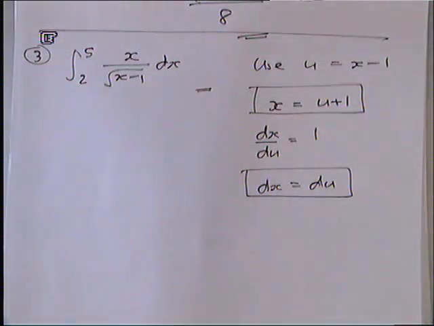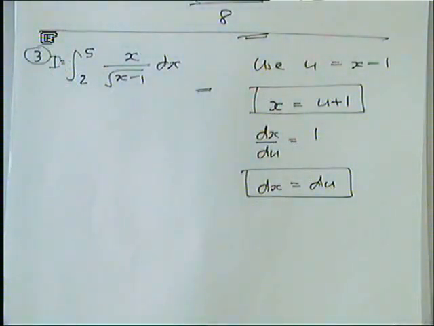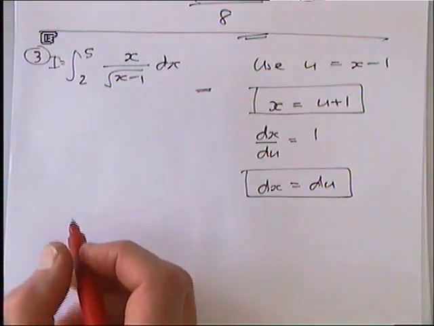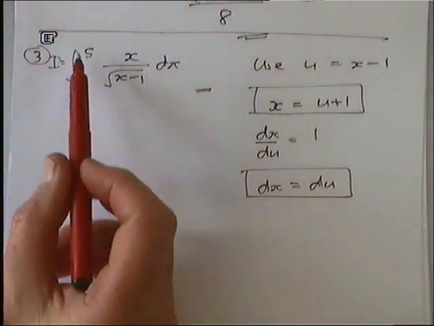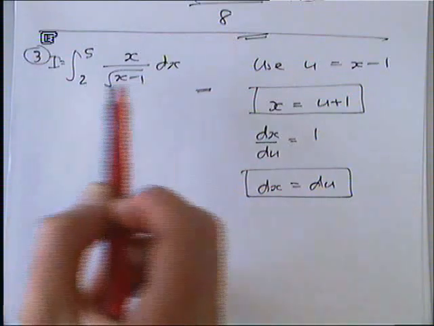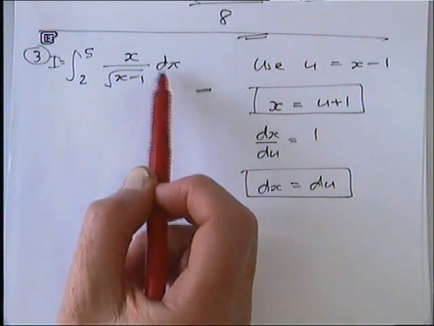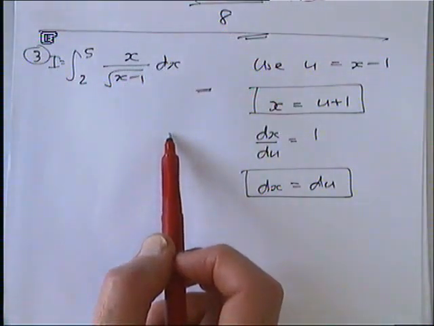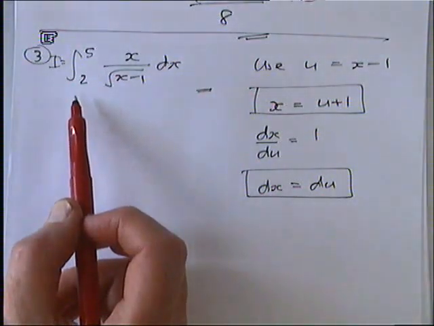Sam, what do we do now? Rewrite the original. Yeah, rewrite the original question. Now, we have a slight issue here that we have to address. These limits over here are x numbers. In a minute, we're going to end up with something with a du on the end, and at that point, these x numbers need to be changed into u numbers.